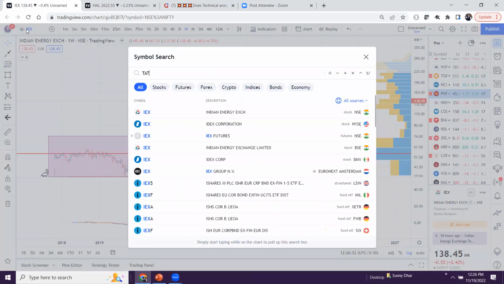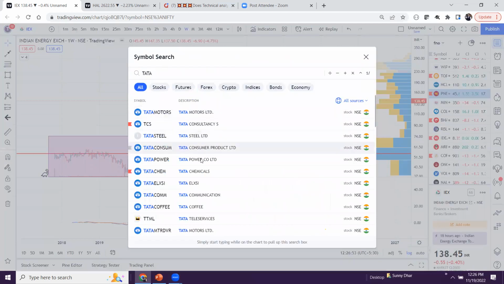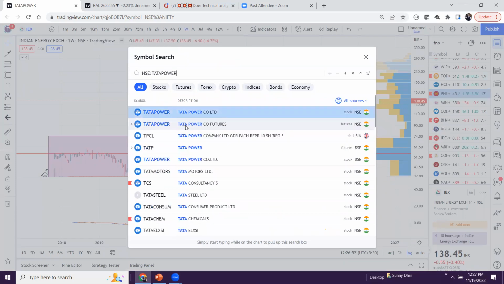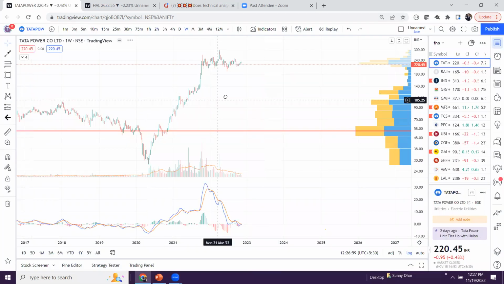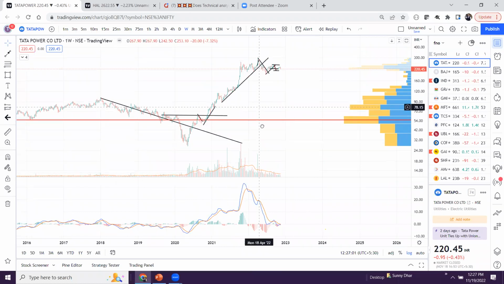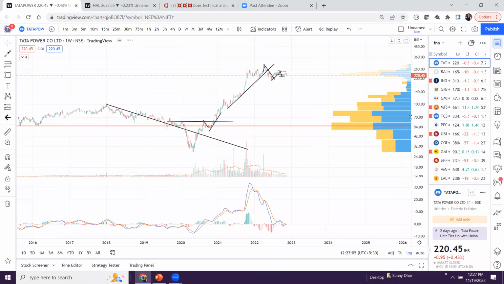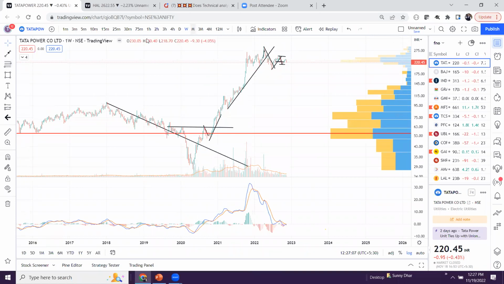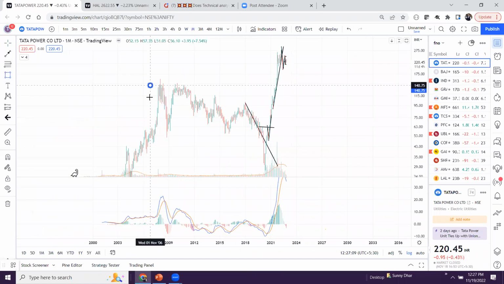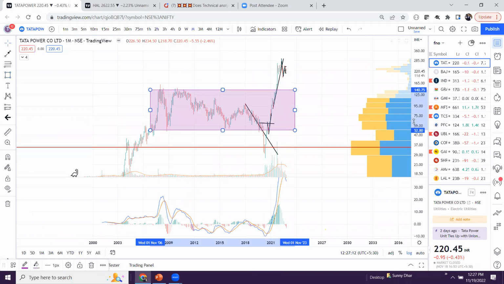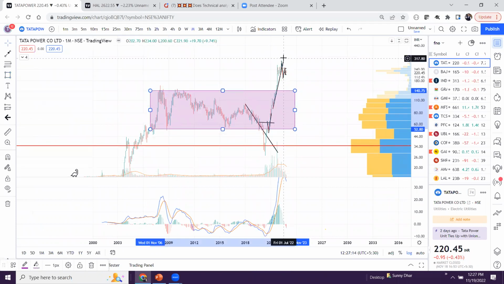Same example on Tata Power we had given. Let me quickly cover that. So Tata Power actually was given at 62, and it immediately went to 300. Reason was simple: range breakout on higher charts. You can see it was a range. Once this range is broken, it quickly goes above.